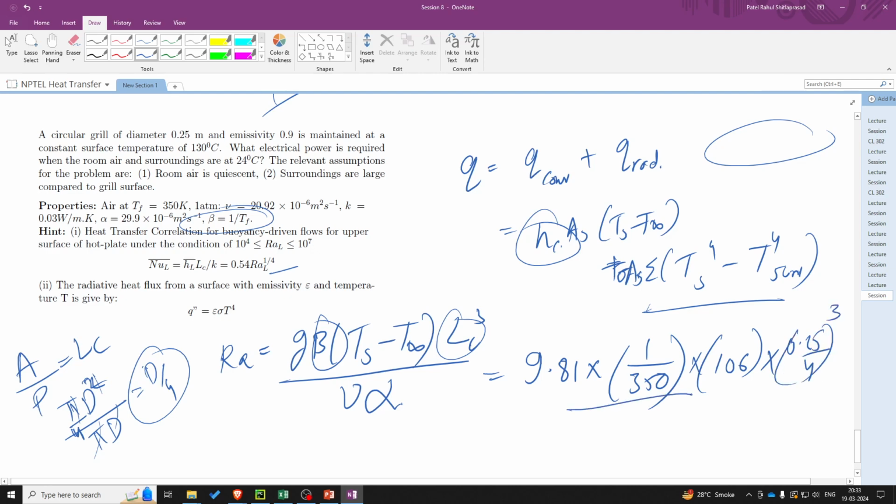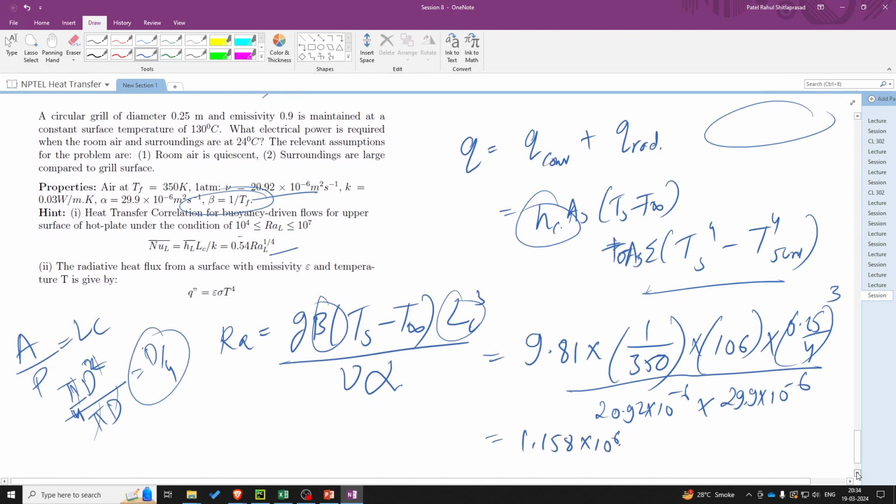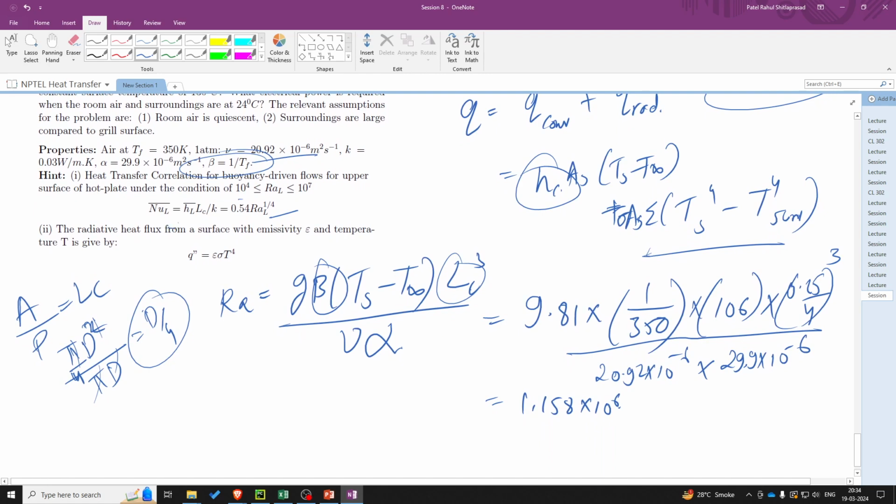Whole cube upon mu, which is 20.9 into 10 raised to minus 6, into alpha, which is 29.9 into 10 raised to minus 6. So you can try calculating the Rayleigh number, and Rayleigh number will eventually come within this range of 10 raised to 4 to 10 raised to 7. The exact value will be around 1.158 into 10 raised to 6. So from this Rayleigh number, you need to calculate the Nusselt number.